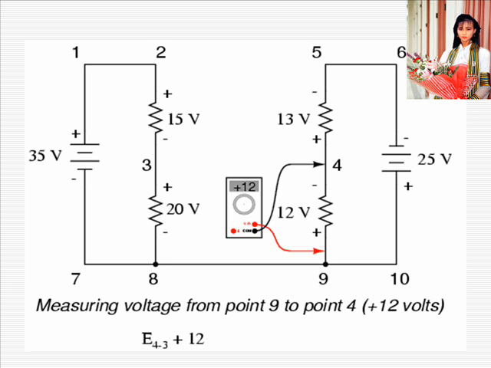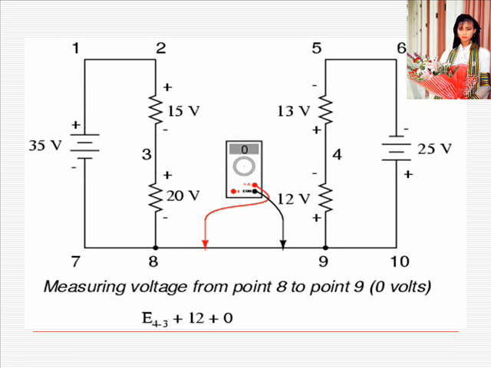Therefore, the voltage from point 9 to point 4 is a positive 12 volts because the red lead is on point 9 and the black lead is on point 4. The voltage from point 3 to point 8 is a positive 20 volts because the red lead is on point 3 and the black lead is on point 8. The voltage from point 8 to point 9 is 0, of course, because those 2 points are electrically common.